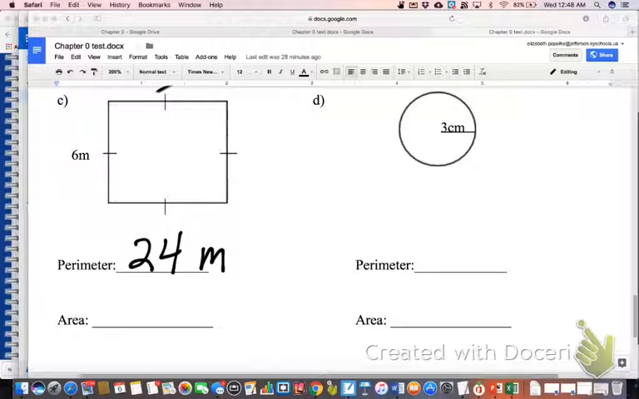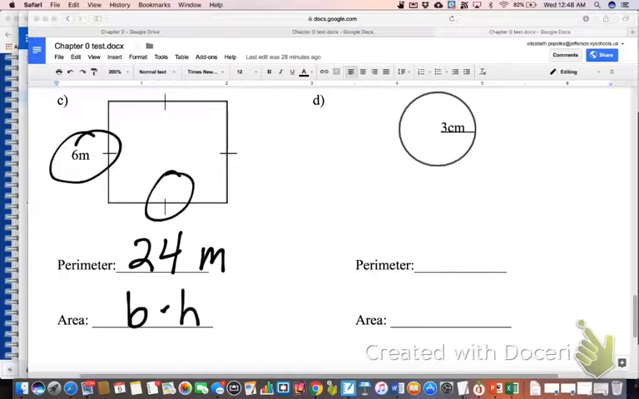And because a square is a special kind of rectangle, the formula, just like the rectangle we did a moment ago for area of a square, is just base times height. But of course, since it's a square, the base and the height are the same. So it's going to be 6 times 6, which is 36 meters squared.